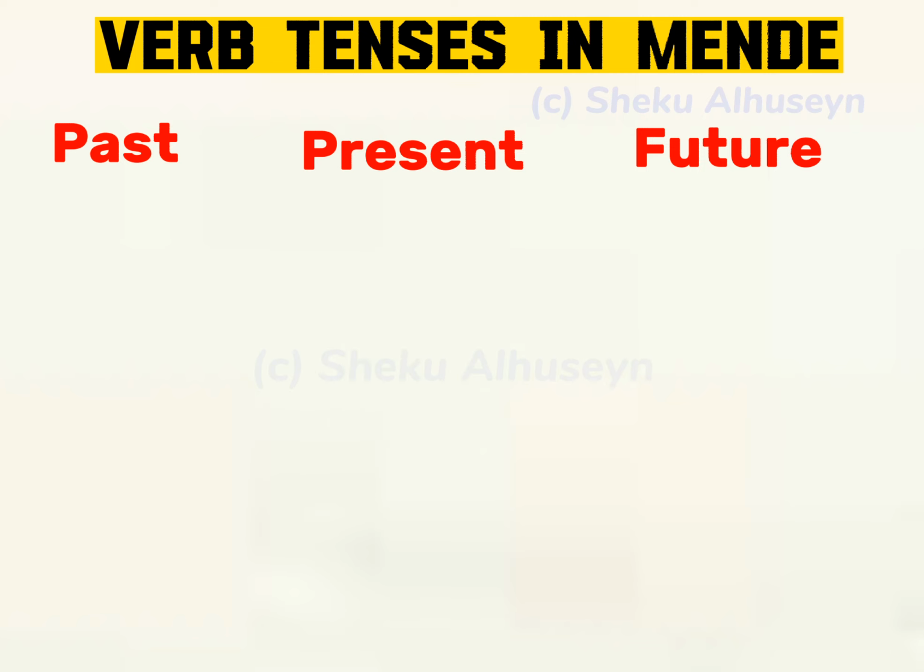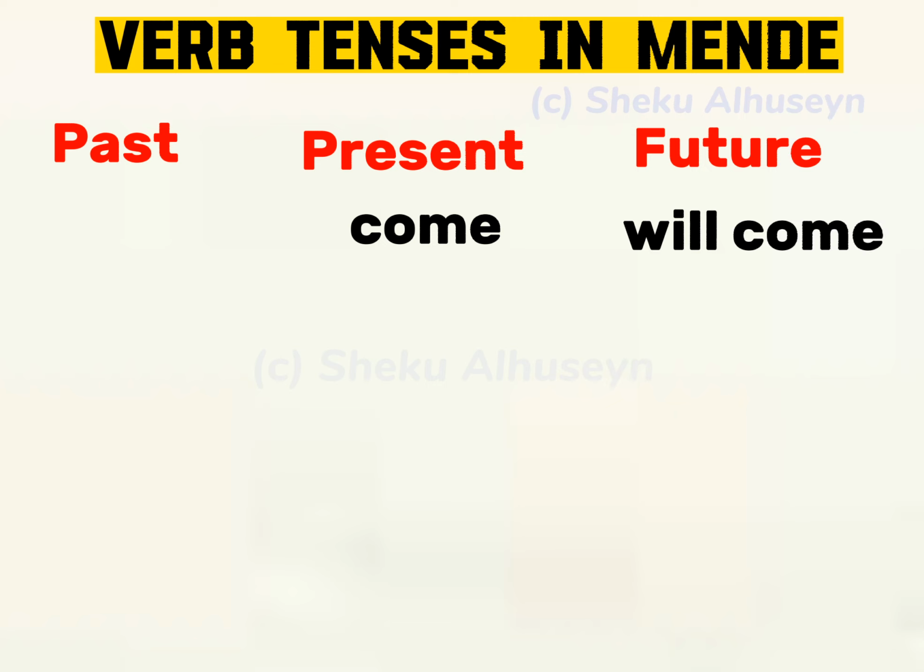Let's have a simple example here with the word come and put it in these three basic tenses. For the present, we say come. For the future, we say will come. For the past, we say came or did come in the English language. Now let's see how this works in Mende language. And interestingly, it's not much different from English, so you'll find it simple, I hope.